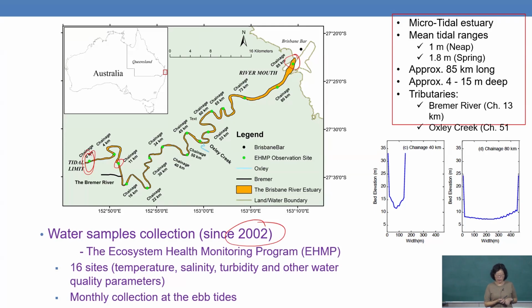And in this river, the bathymetry varies a lot, but the mean tidal range is like this: for neap tide, 1 meter, and for spring tide, 1.8 meters, which is larger. And the depth of the water is between 4 and 15 meters. So that's roughly the condition there.